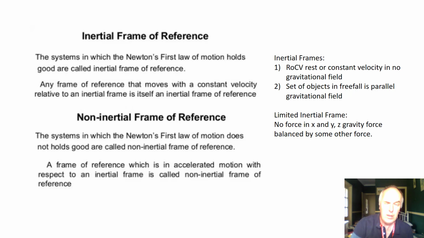So let's look at this. Over here, up the top, in this area, an inertial frame of reference. That's what ROCV means: rest or constant velocity in no gravitational field. So it's rest and constant velocity, and there's nothing accelerating.